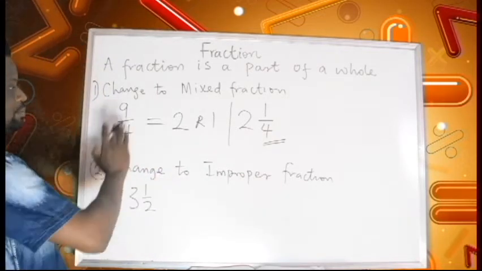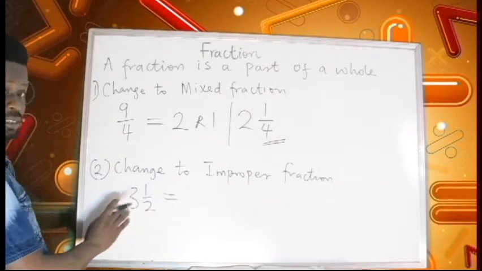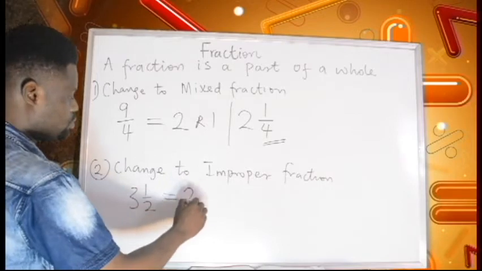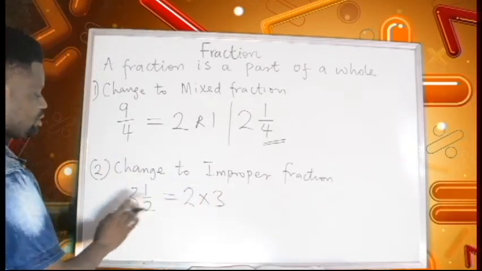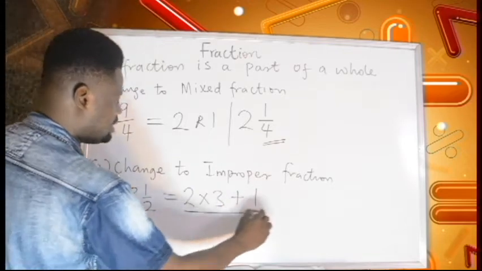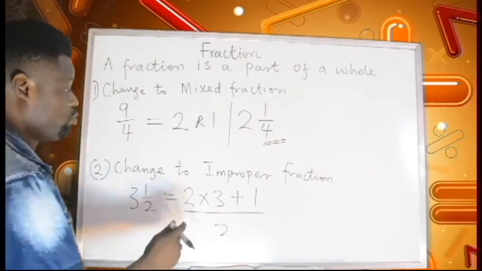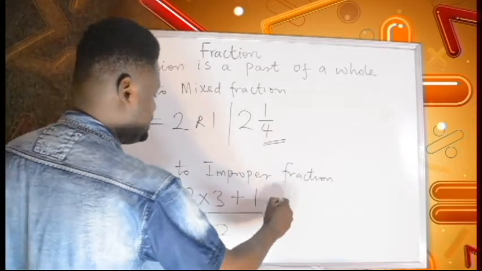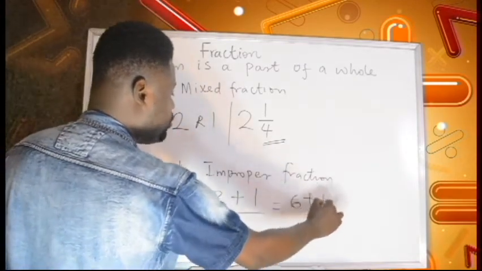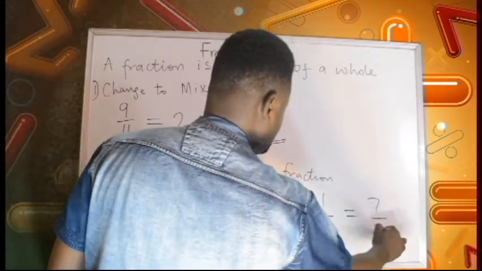Now you want to convert it back to this. You start with the 2, the down times the whole number. 2 times 3 plus your numerator, which is 1. 2 times 3 is 6 plus your 1 divided by 2. And this will give us 7 divided by 2.